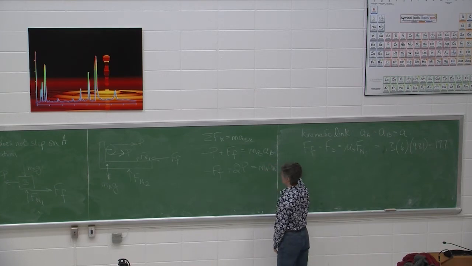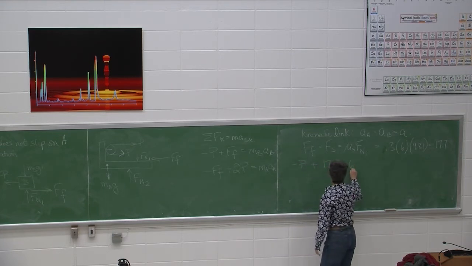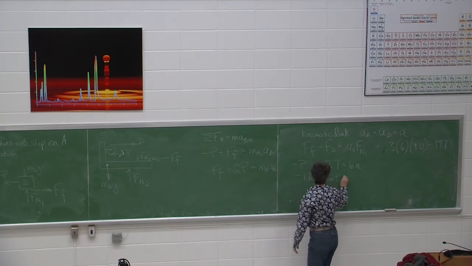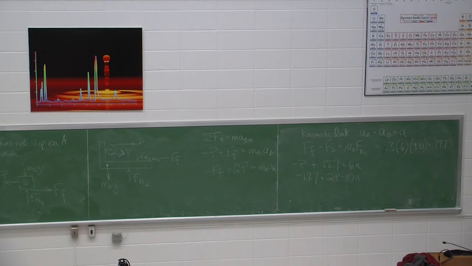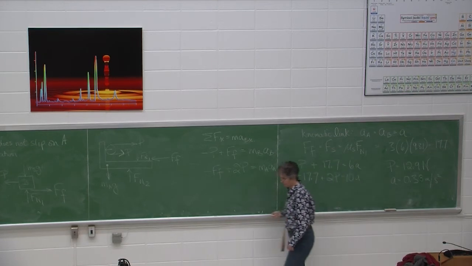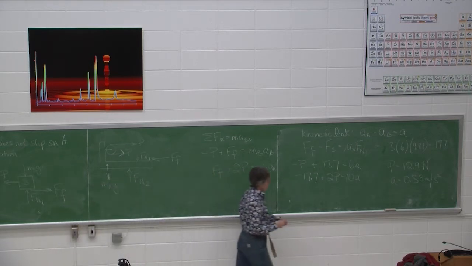Should I just do one line of putting the numbers in? 7.8 and minus 17.7, 2P is equal to 10a. Okay, so those are the two equations with my information in them. And it turns out that P, and the acceleration, 0.38. Let me check. It's 0.81. I'm thinking of another problem.